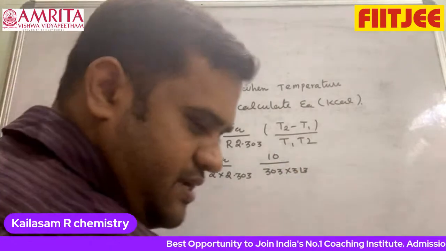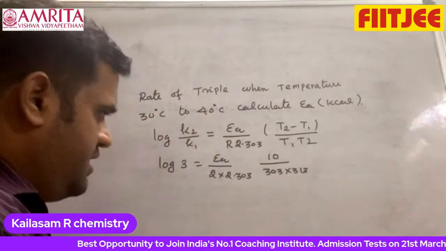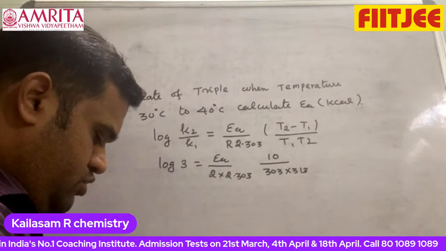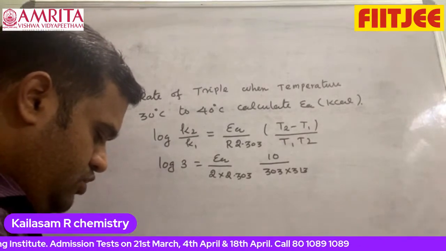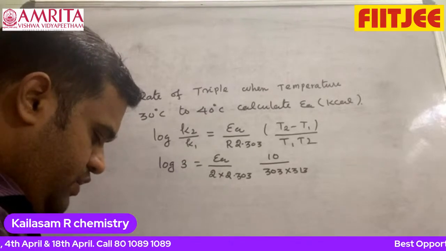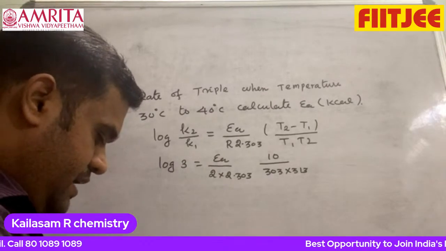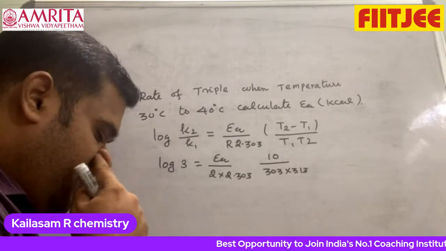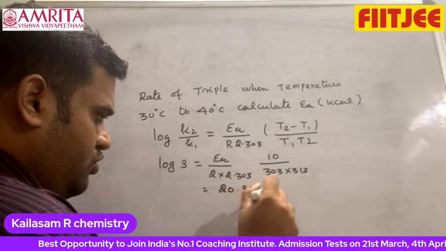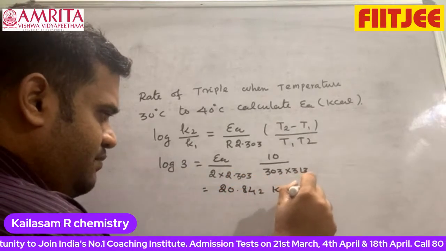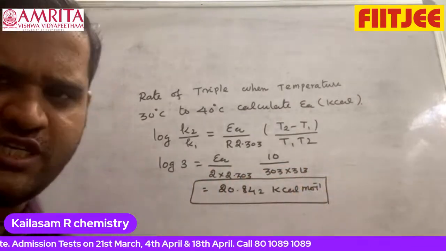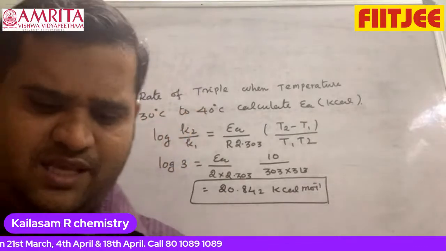Now log 3 value, let us go with that. Log 3 into 2 into 2.303 into 303 into 313 divided by 10. We're getting the answer as 20.842 kilocalories per mole. This is what these types of questions look like. It's a very simple question that I have given. They will ask you to find this out.